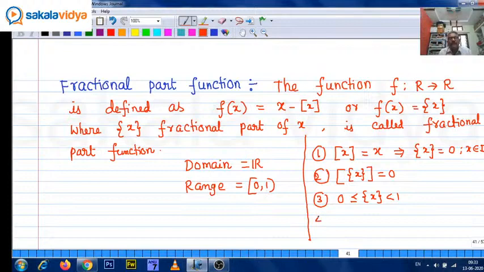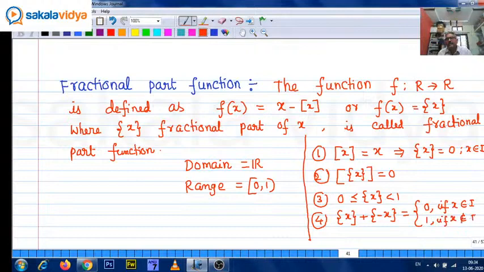So one more important point, better remember this one, this will be useful for the problems. Fractional part of x plus fractional part of minus x equals 0 if x is an integer, equals 1 if x is not an integer. So this is about the fractional part.